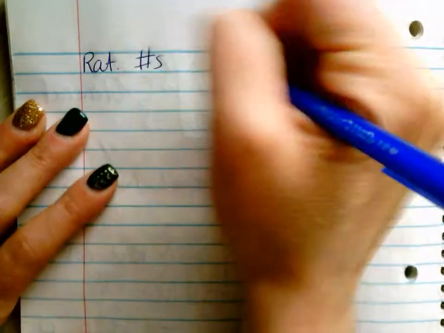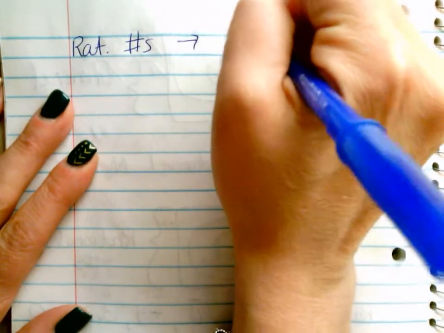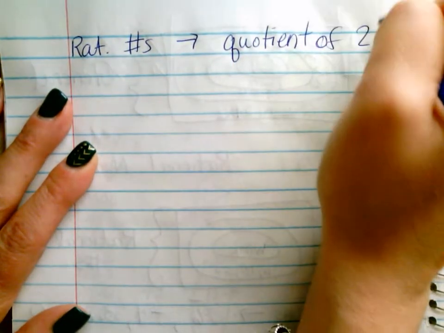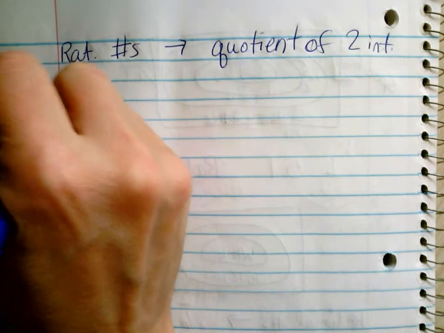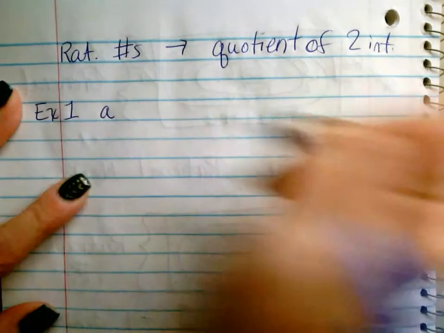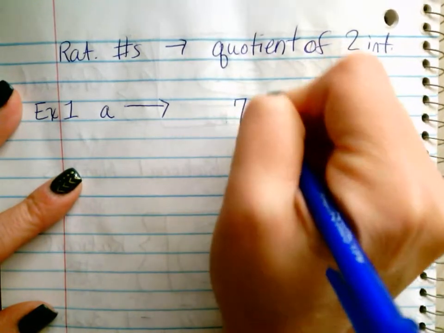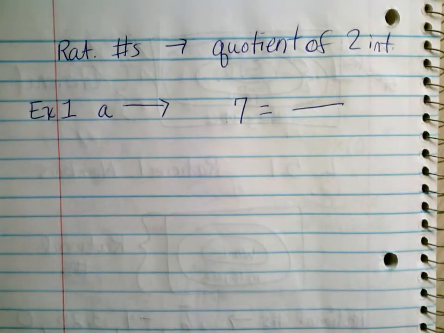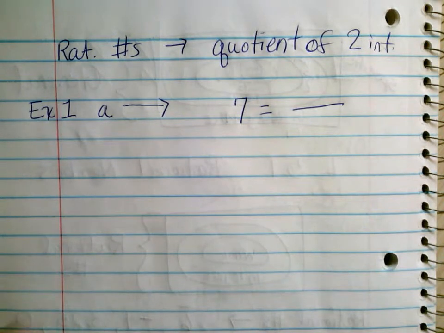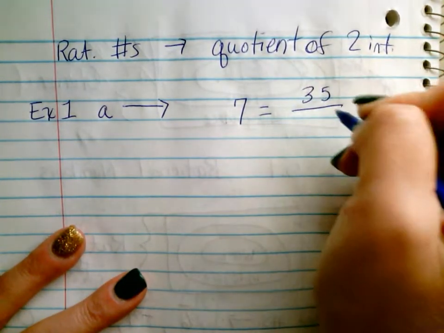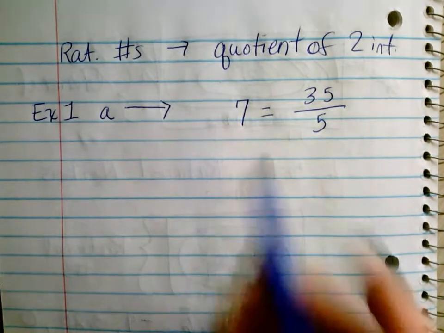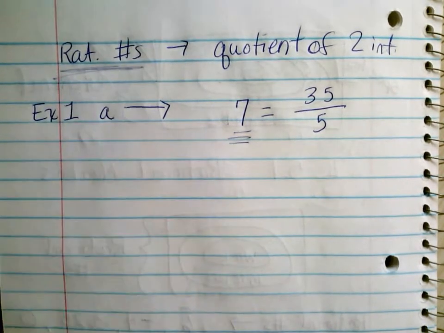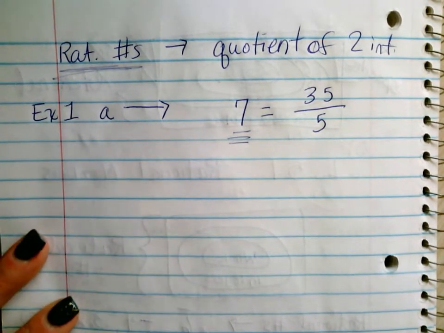Rational numbers, simply put, is it a quotient of two integers? Two of those specific items. So, example 1A. Is 7 the quotient of two integers? 7 divided by 1, or 35 divided by 5, right? So by definition, 7 indeed is a rational number. Okay? 7 indeed is a rational number.